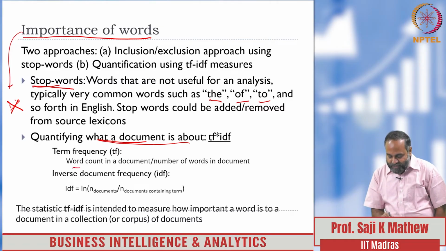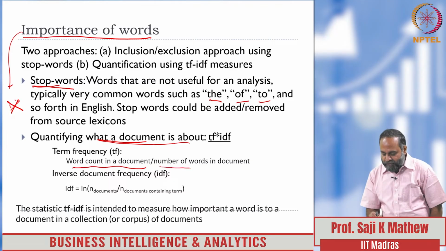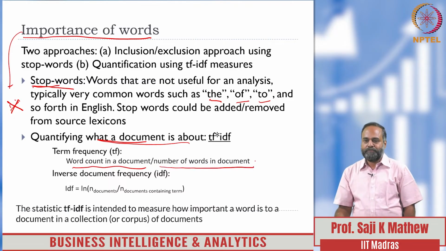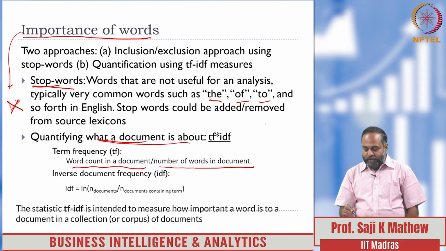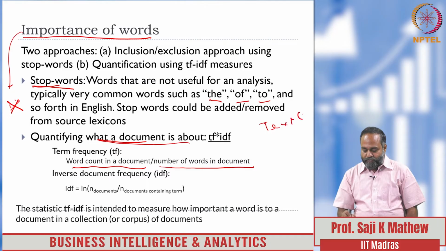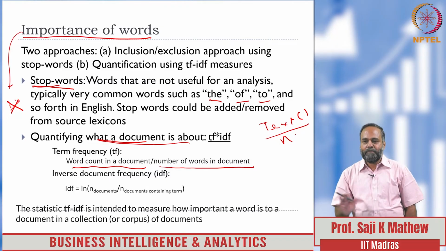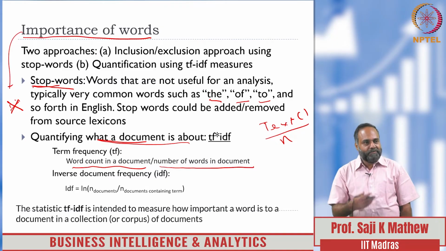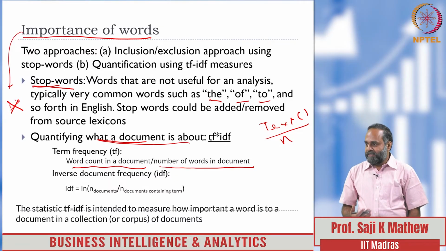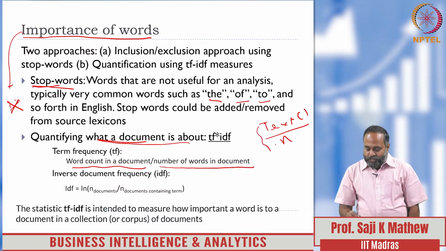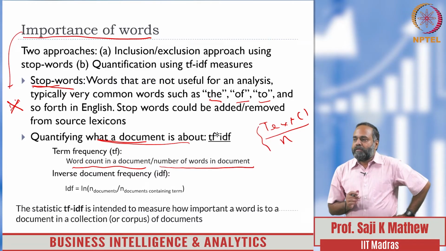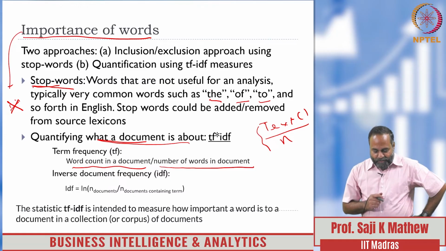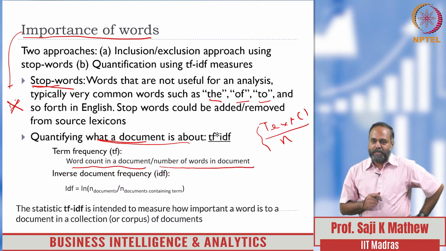Term frequency is nothing but the word count in a document divided by the number of words in the document. For example, if you are getting this PowerPoint, how many times the word text is used divided by the number of words in the PPT. You may see that the word text is occurring many times in the PPT. So, this ratio is the term frequency: the number of times a particular word is occurring divided by the number of words in the document.